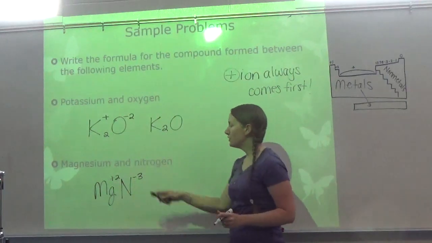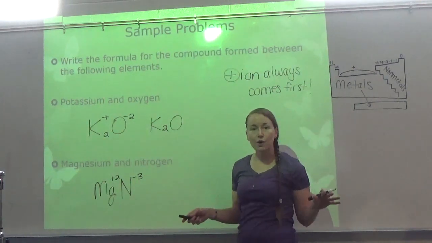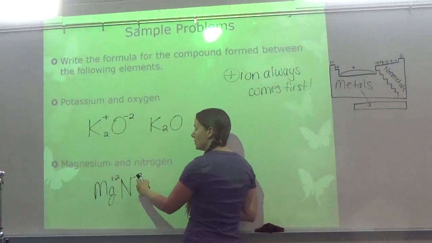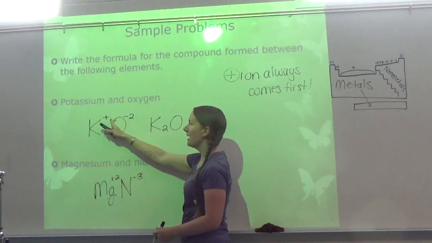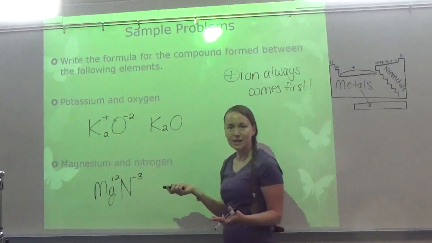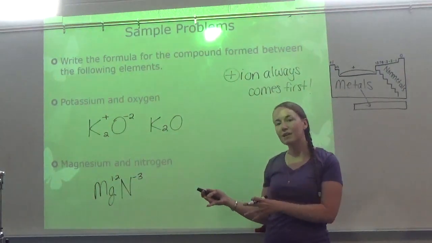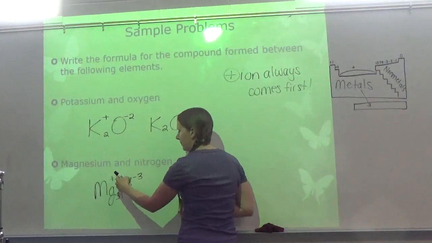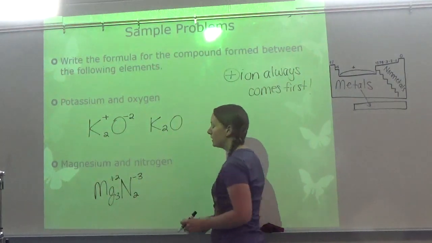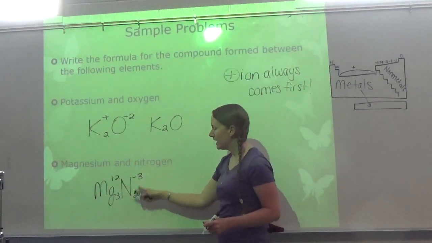It's in group 2, so it has a positive 2 charge. So do positive 2 and negative 3 cancel? No. So that means I have to cross charges. So remember, cross the number only, not the charge. So see, notice I didn't have a number here, so I didn't cross anything. You don't cross the positive and negative itself, just the number. So I take my 3, cross it here. I take my 2 and cross it here. And now it's positive 6 and negative 6.